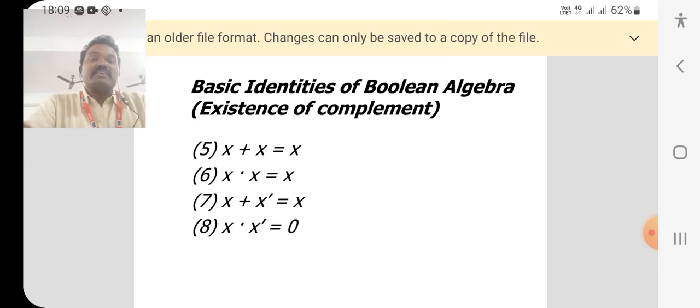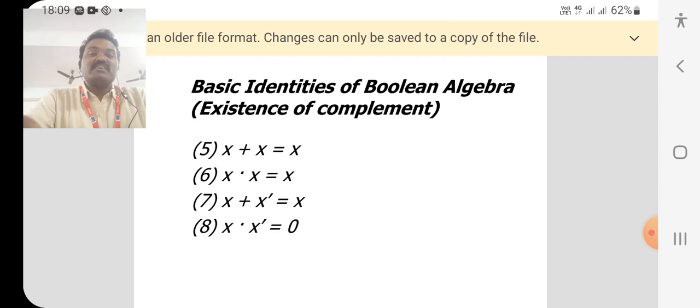Then the sixth law, x dot x equal to x. Here I am giving x equal to 0. 0 dot 0 is 0. Suppose I am giving x equal to 1, 1 dot 1 is equal to 1. So therefore x dot x equal to x only.